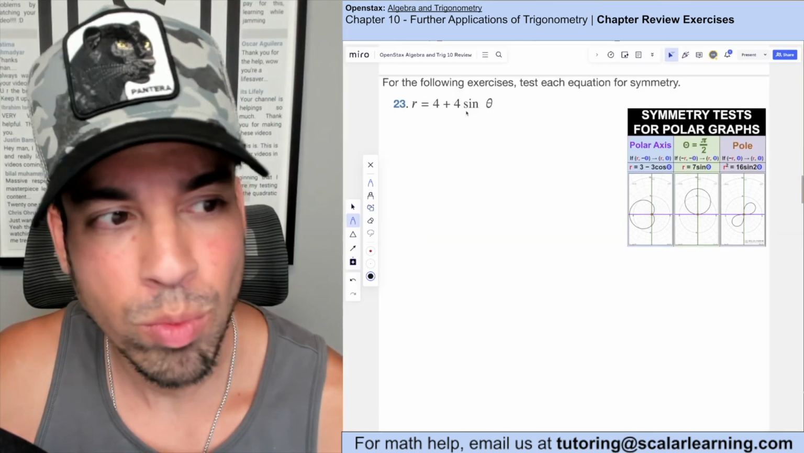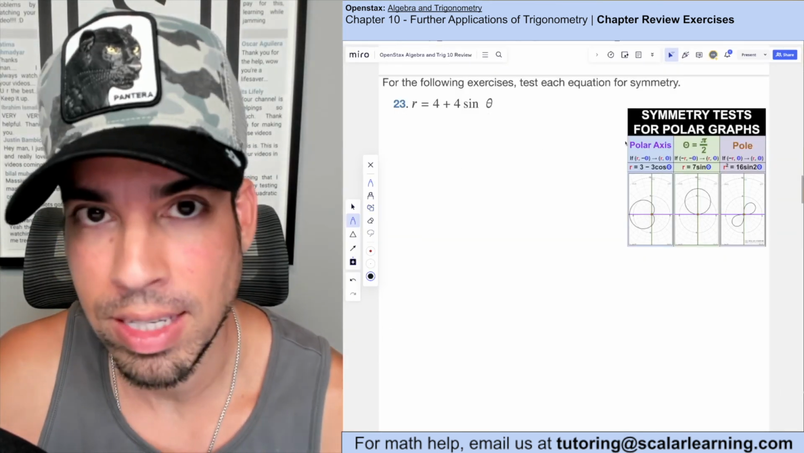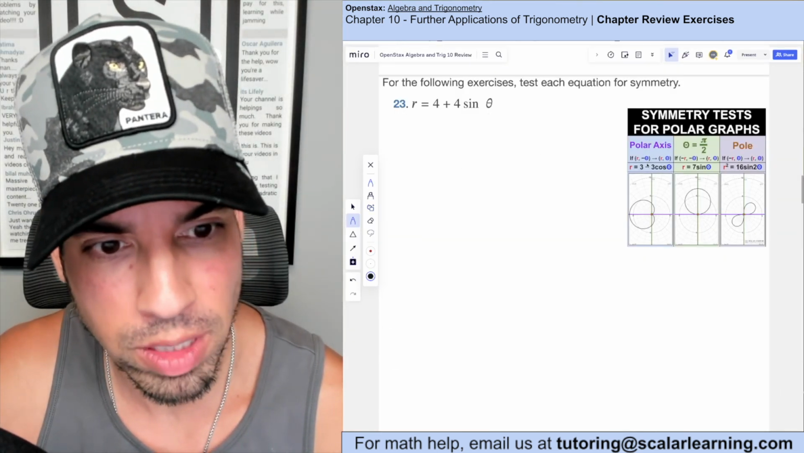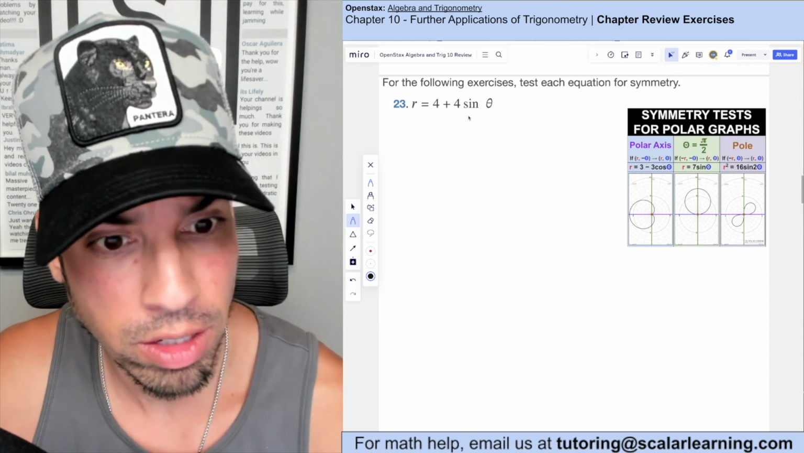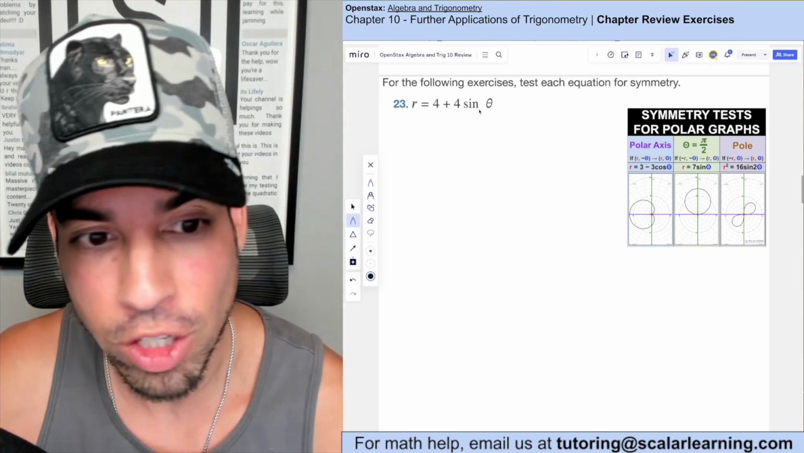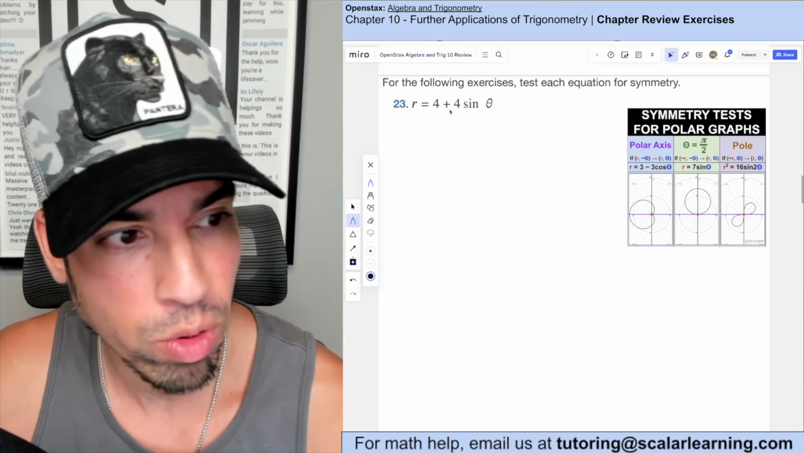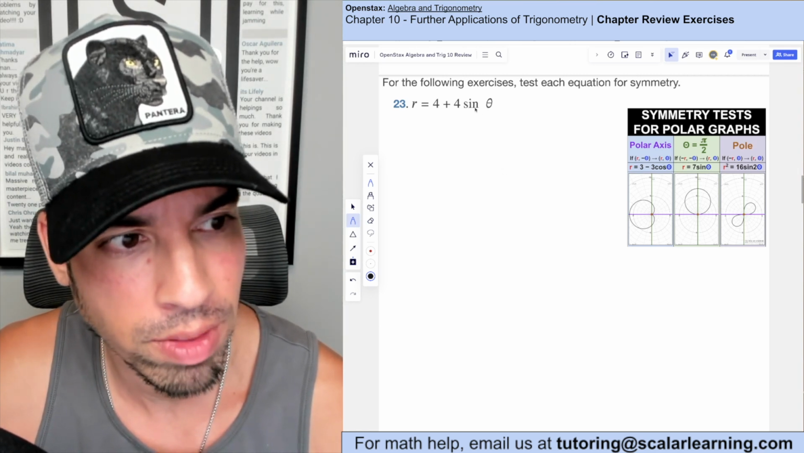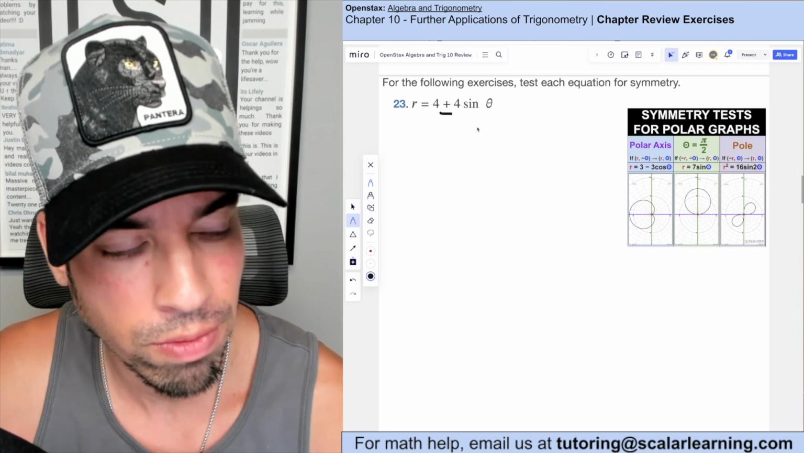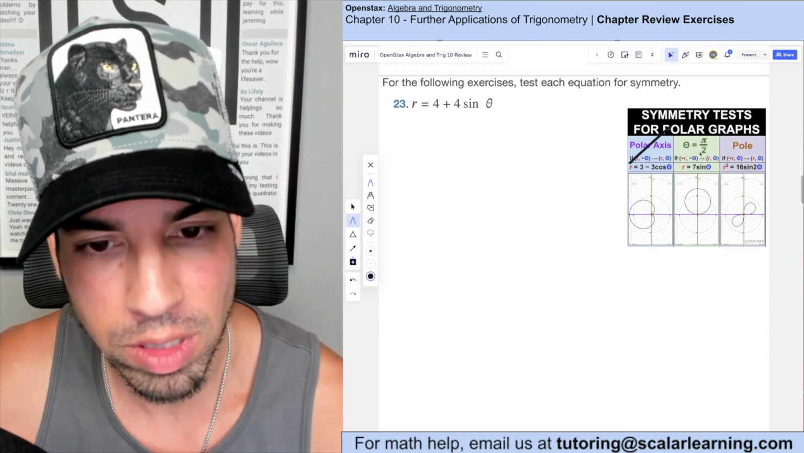Done. So for this one, we can run through the following tests to see if it indeed has any symmetry. For example, when I plug in negative theta here, if the equation stays unchanged, then it might have symmetry to the polar axis. But it doesn't, because if you plug in negative theta, that becomes minus 4 sine theta. So that actually changes, so that one's out.